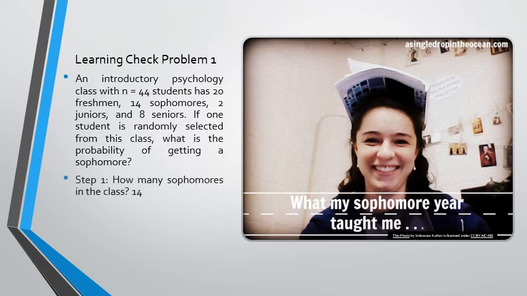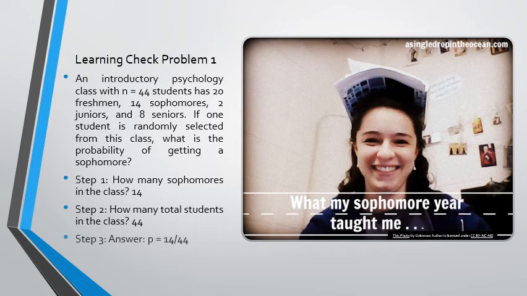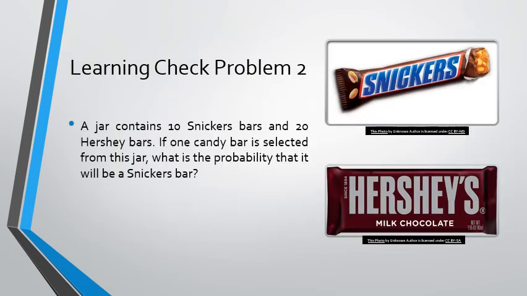How many sophomores are in the class would be step 1. Well, there are 14 sophomores. Step 2 would be how many total students are in the class. There are 44. Finally, you can figure your answer. How many sophomores out of how many total students? The answer would be 14 out of 44.